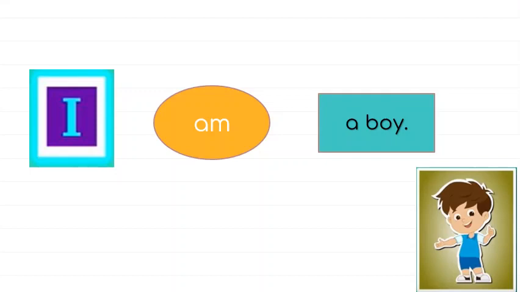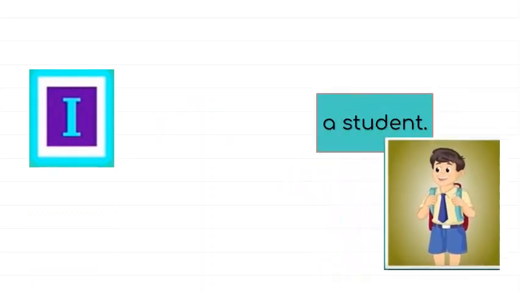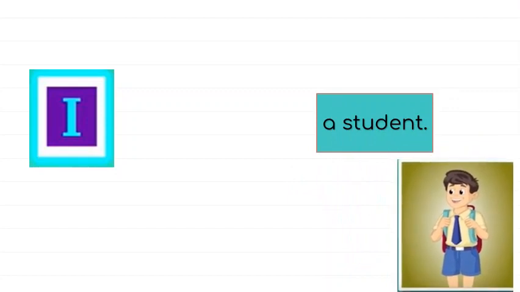Now let's try another one. Let's read. I, a student. What's missing here also? It's the word am. Let's read it together now. I am a student.